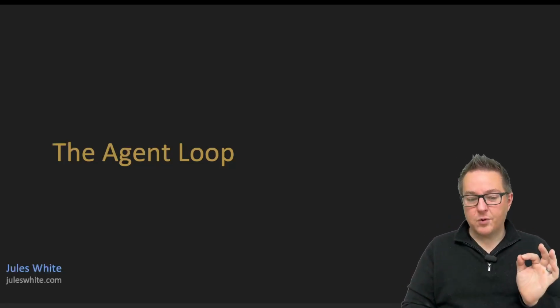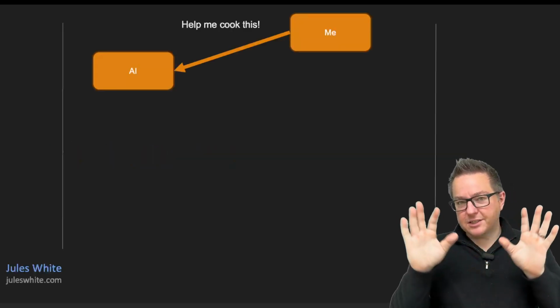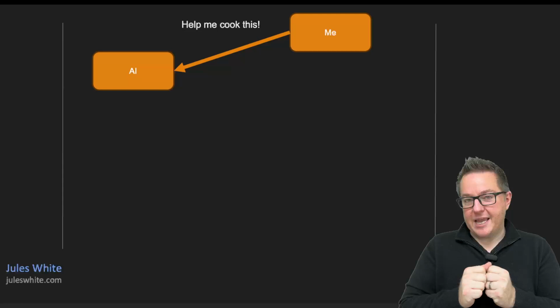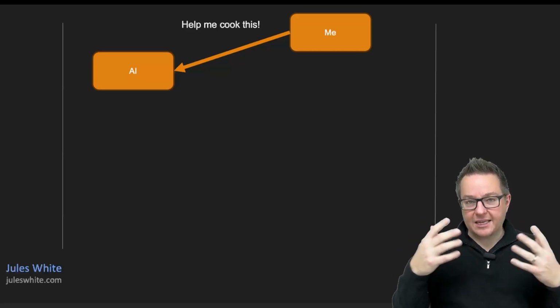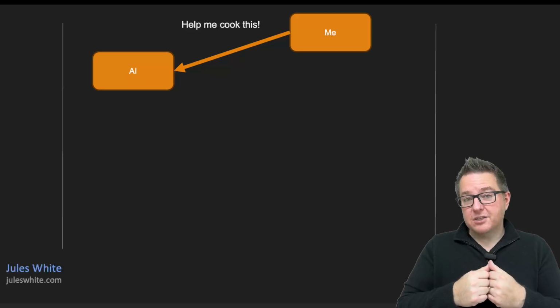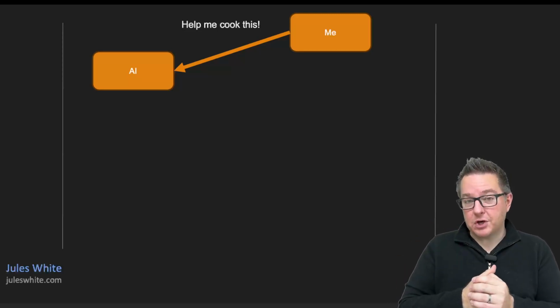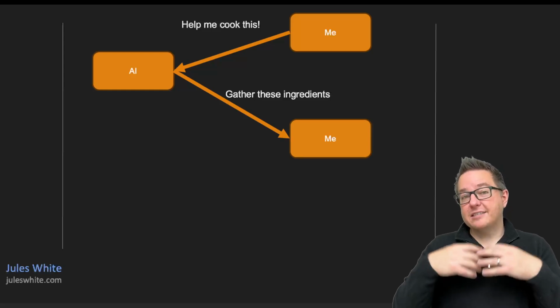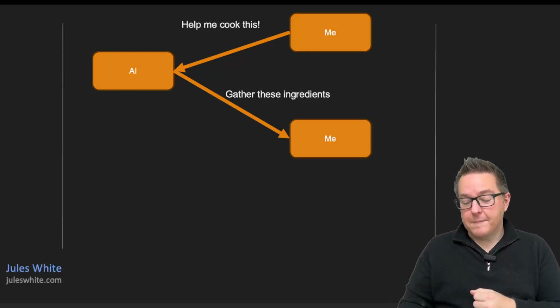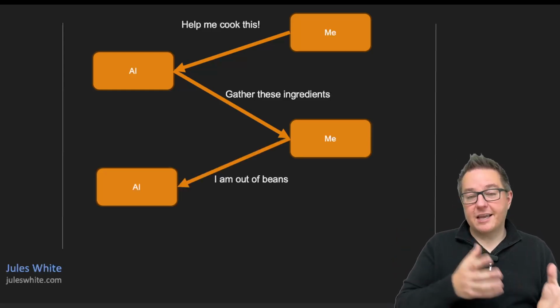We're going to walk through what this architecture looks like and why it's important, and what some of the key things are that we have to think about. So let's go back to the conversation that we had. We were asking it to guide us through some activity, like cooking something. So we might have set a prompt like, help me cook this, and tell it to me one step at a time. And the AI then would come back and say, go get these ingredients. And then me, the human, I would go back and say, I'm out of beans.